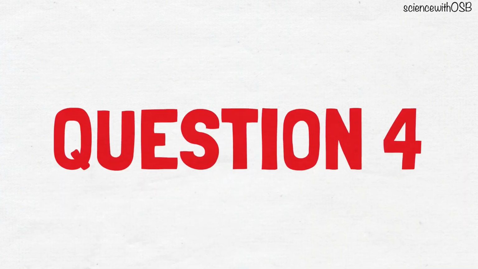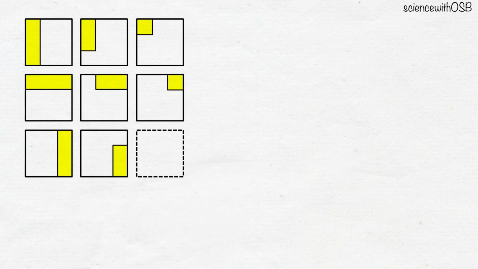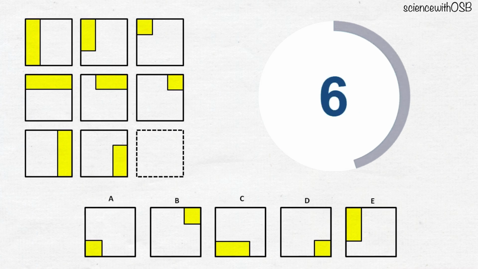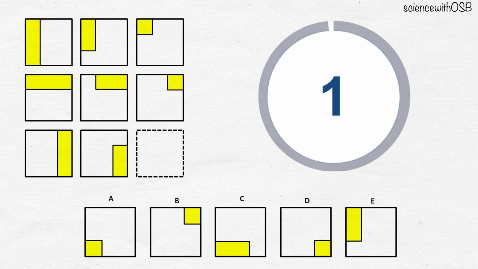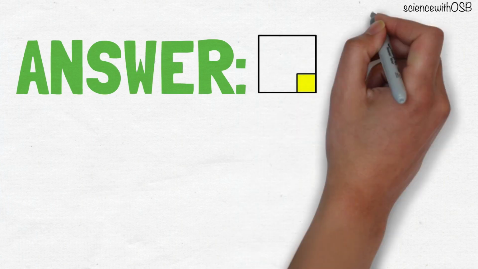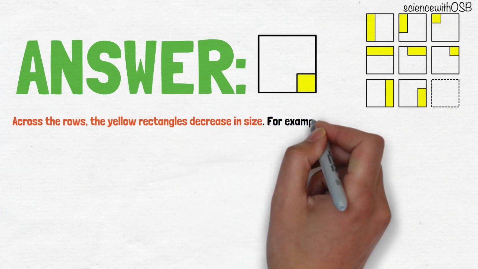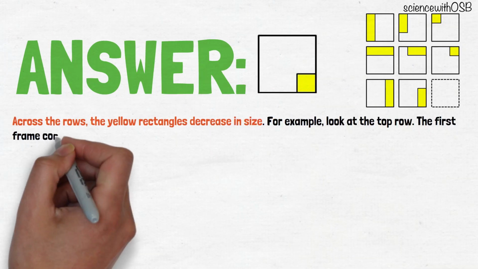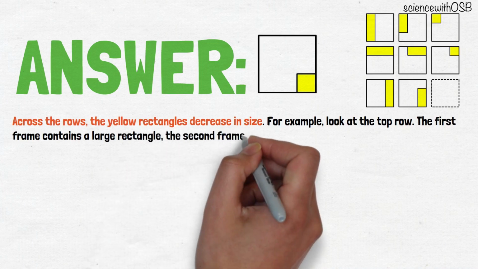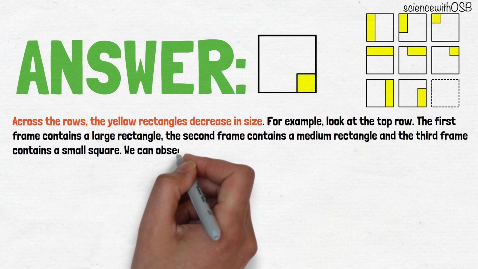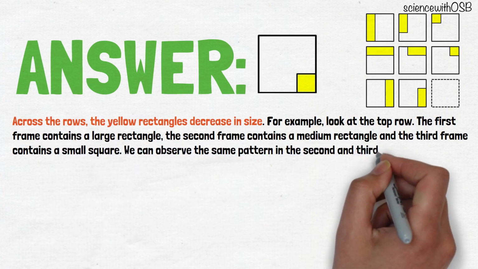Question number 4. Observe the matrix closely. Here the correct answer is D. Across the rows, the yellow rectangles decrease in size. For example, look at the top row. The first frame contains a large rectangle, the second frame contains a medium rectangle, and the third frame contains a small square. We can observe the same pattern in the second and third rows.